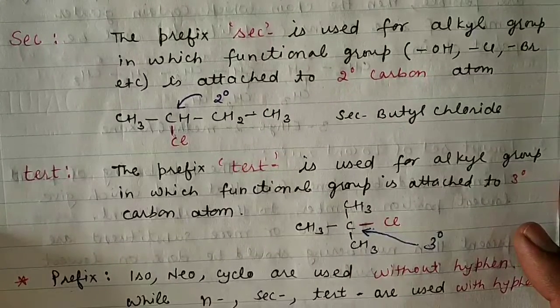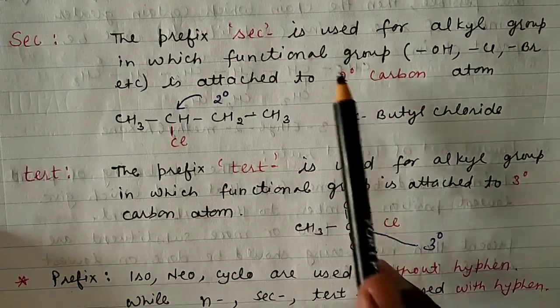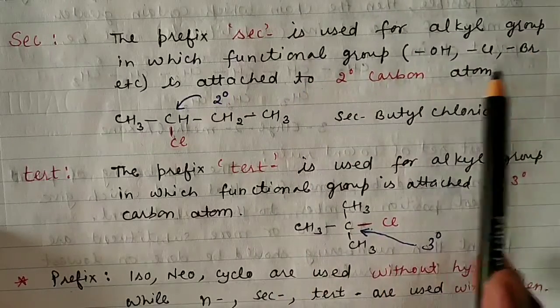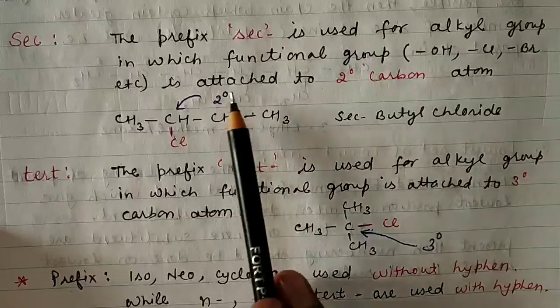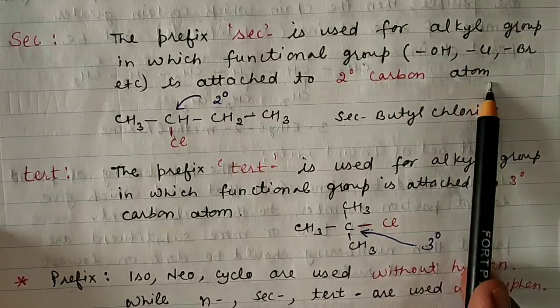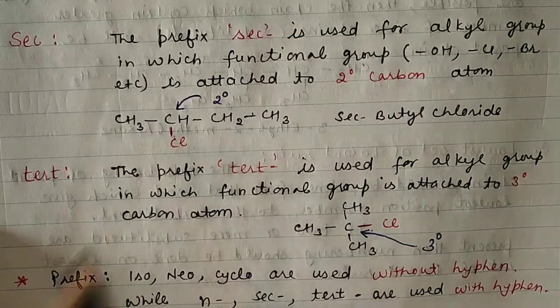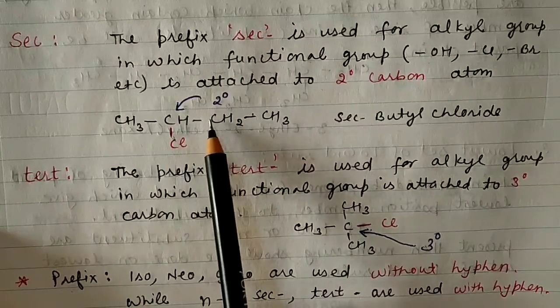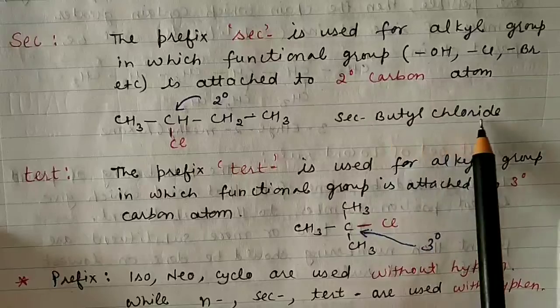Next, moving to the secondary, the prefix secondary is used for an alkyl group in which the functional group, that is OH, Cl, Br, etc., is attached to a secondary carbon atom. Like this, Cl is attached to the secondary carbon atom. So this is secondary butyl chloride.